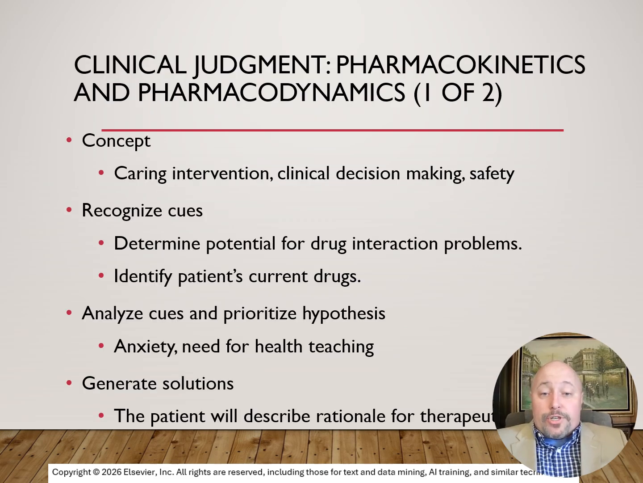When using our clinical judgment related to pharmacokinetics and pharmacodynamics, it begins with a concept, which is a caring intervention, the clinical decision making, and safety. Us as nurses, we need to be assessing our patients carefully. Everything from recognizing those cues to determine the potential for drug interaction problems, identifying the patient's current drugs, making sure we have an accurate med reconciliation or med rec. Also, analyzing the cues to prioritize our hypothesis. Everything related to anxiety, the need for further health teaching, and these will all play a role in helping us generate solutions.